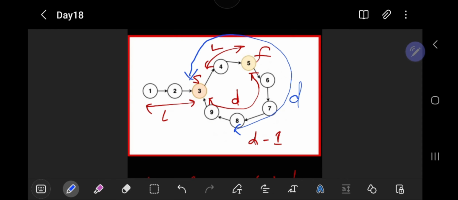So for one step, the distance will become D minus 1. For 2, it will become D minus 2. So for D steps, it will become 0. And it is becoming 0 over here. So S will take D steps. It will move from here, 1, 2, 3, 4, 5. It will take D steps for meeting the fast pointer. So finally both S and F will be over here, and this length is D.